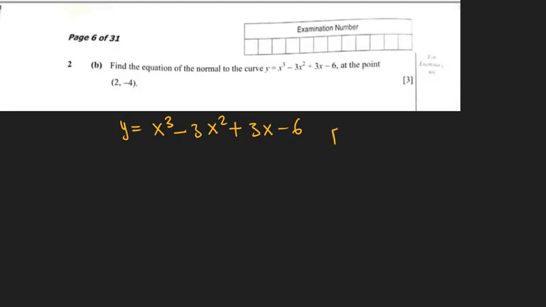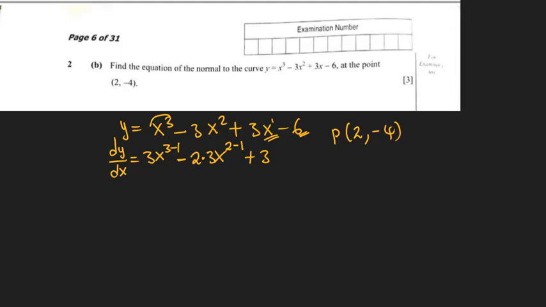They are saying at some point 2, 4. So what you do, you're going to differentiate this. You remember dy dx? Get the power, take it in front, the same power minus 1. Here, because there is no power, the power is 1, just remove the x. Here, because there is no x, it remains 0.